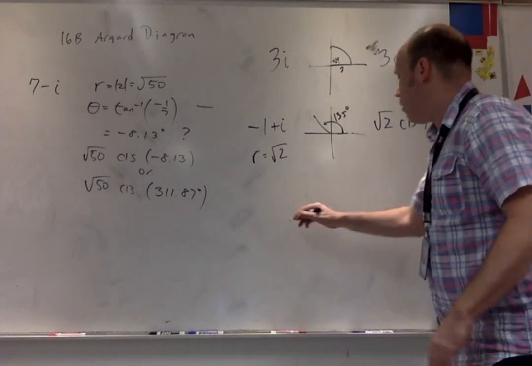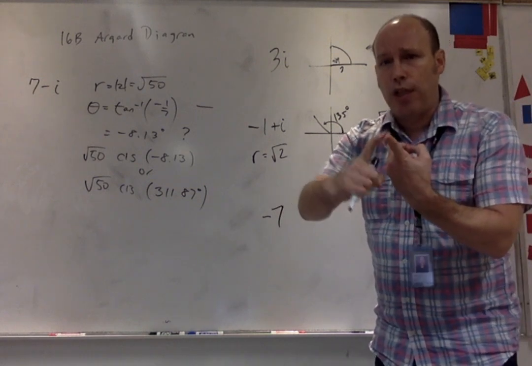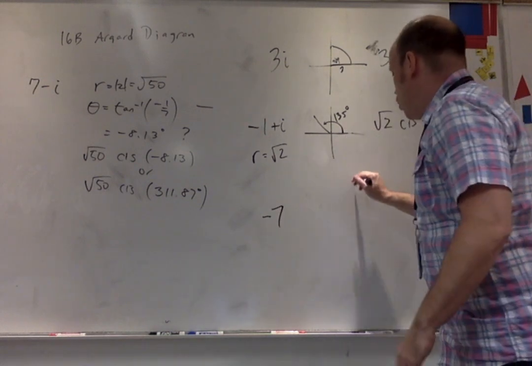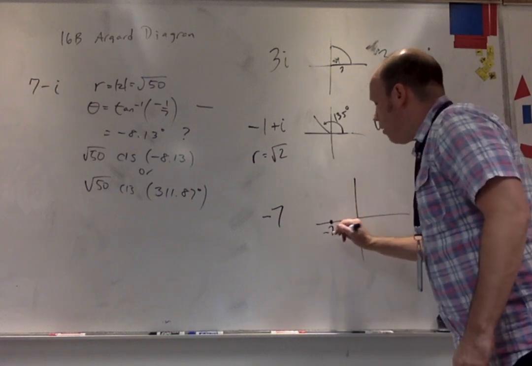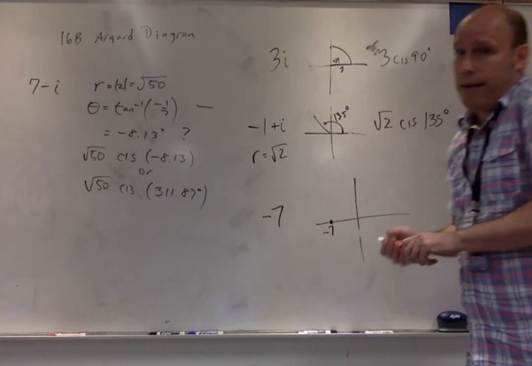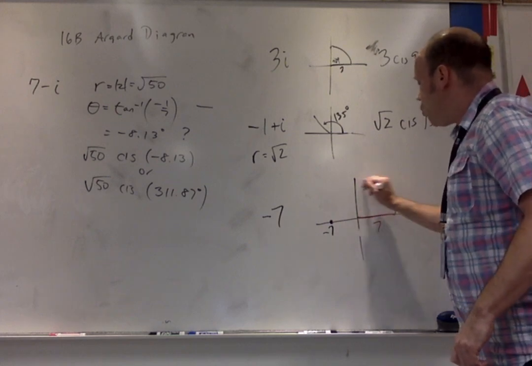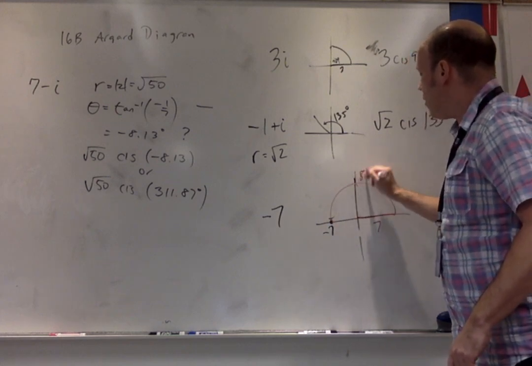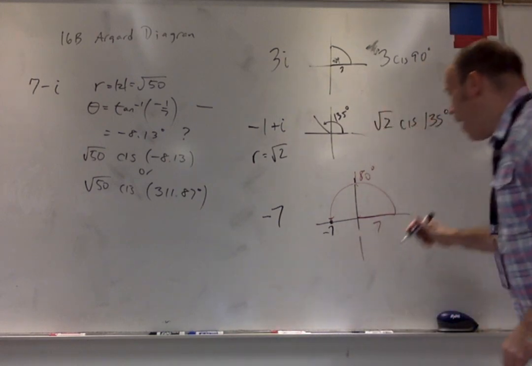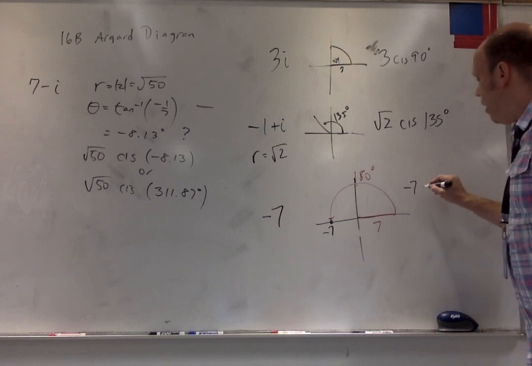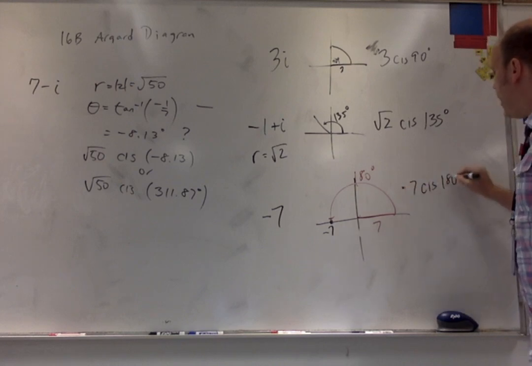Negative 7. How do we represent negative 7 as a modulus and an argument? Well, you just visually see, wait a minute, this is negative 7. How do you get there? Okay, that's easy. You go out 7 on the polar axis, and then you just do a rotation of 180. So negative 7 is now 7 cis 180.